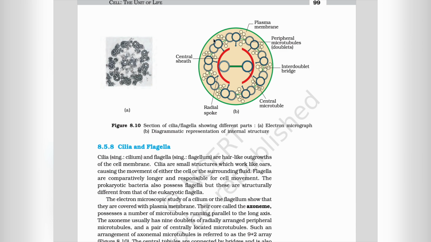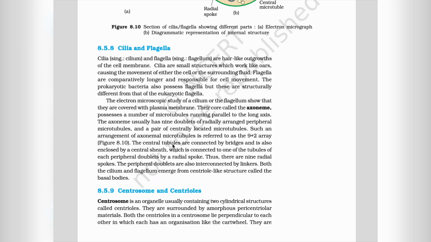Peripheral microtubules are in the form of doublets and they are connected to each other also by interdoublet bridges. The central microtubules are the complete ones. This is the central sheath, and all peripheral microtubules are connected to this central sheath by radial spokes, a proteinaceous structure. The central tubules are connected by bridges and are also enclosed by a central sheath which is connected to one of the tubules of each peripheral doublet by a radial spoke. Thus, there are 9 radial spokes. The peripheral doublets are also interconnected by linkers.